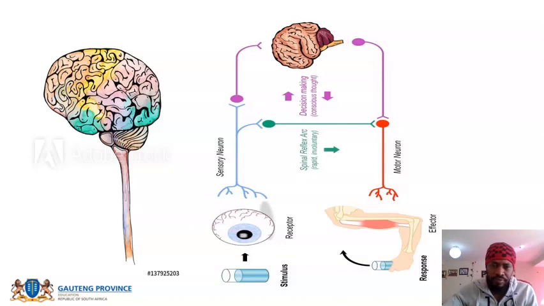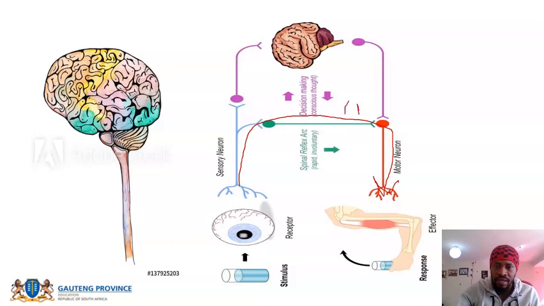Now, what then happens actually? I have two paths here. I have one that goes from the receptor and through the spinal cord and back. I'm going to call that path A. And path A is my reflex arc. Yet I have another path here that also goes from the receptor and to the brain, most probably the cerebrum, and to the effector. I'll call that path B.